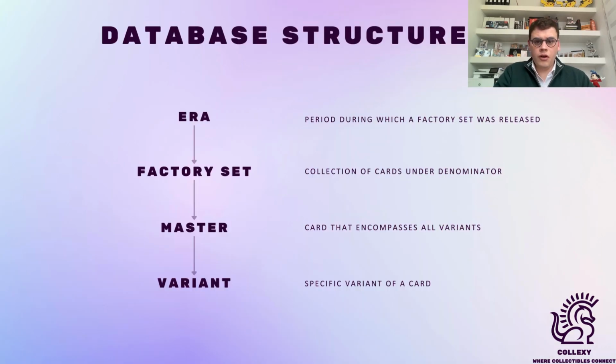So a quick repetition of the database structure. First, we have the era, which is the period during which a factory set was released. For the Jungle set, this would be the Wizards of the Coast era. Then we have the factory set, which is the collection of cards under one denominator, which in this case would be the set name, which is Jungle. Then the third element is the master, which is the card that encompasses all variants. So there is only one master per card in the Jungle set, but multiple variants per master. And so we arrive at the last one, which is variant, which is a specific variant of a card, or as we say it, of a master.